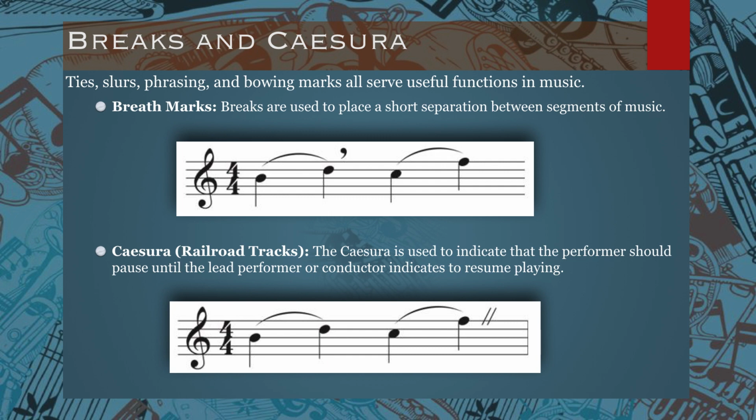The caesura, also known as railroad tracks, indicates that the performer should pause until the lead performer or conductor indicates it's time to resume playing. So if you happen to see this in your music, you stop. If you've got a conductor, you wait for them to continue conducting again and bring you back in as an ensemble. If this is a solo piece, then you have to make a decision on how long you need to wait before moving on to the next part. It basically just means you're going to stop for a moment in the music.